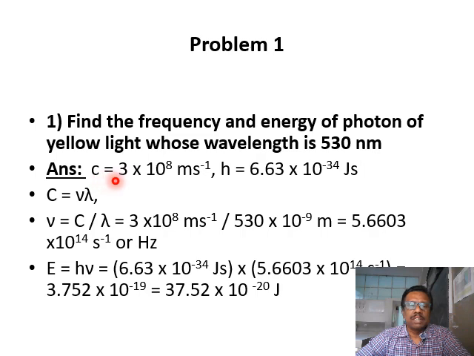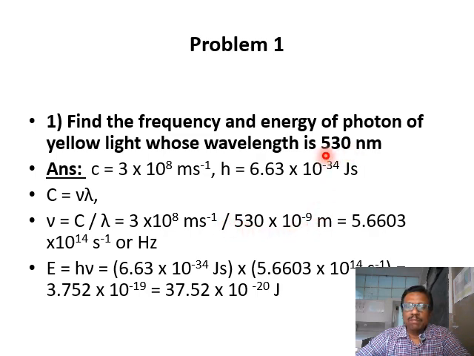So C, that is the velocity of light, is 3 into 10 to the power of 8 meter per second. h is Planck's constant, its value is 6.63 into 10 to the power of minus 34 joule second. We are using the formula c is equal to nu into lambda, where nu is equal to c by lambda. So that is 3 into 10 to the power of 8 meter per second divided by 530 into 10 to the power of minus 9 meter.